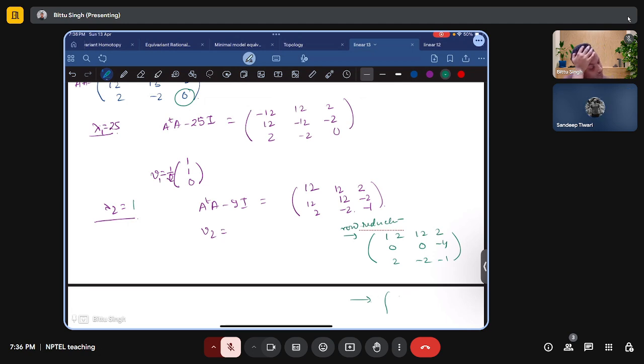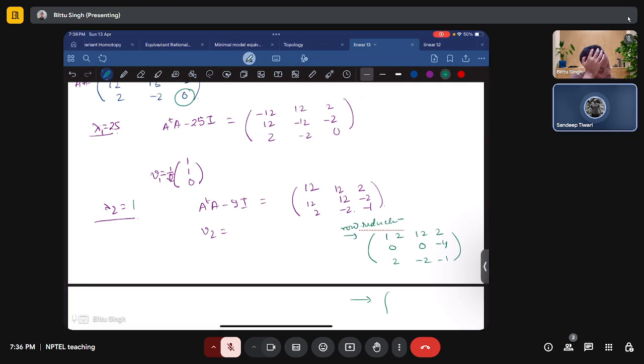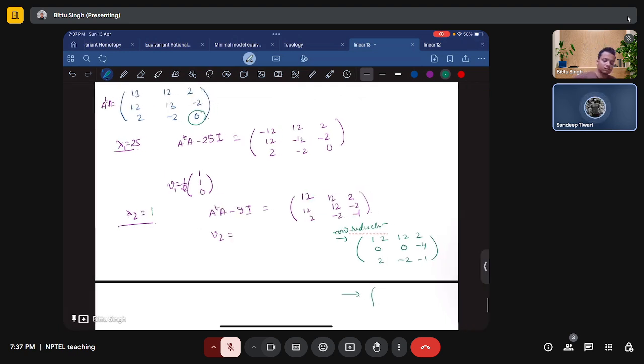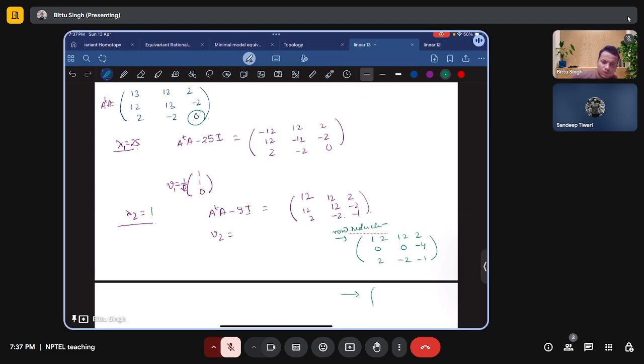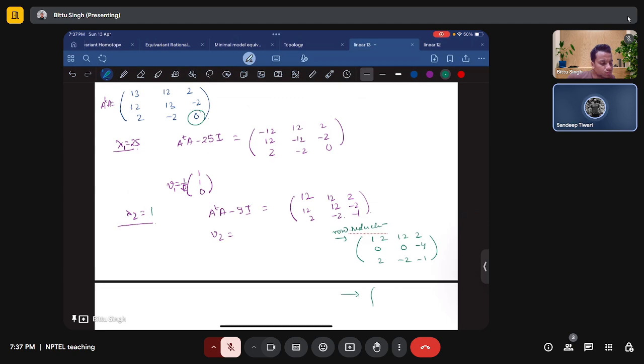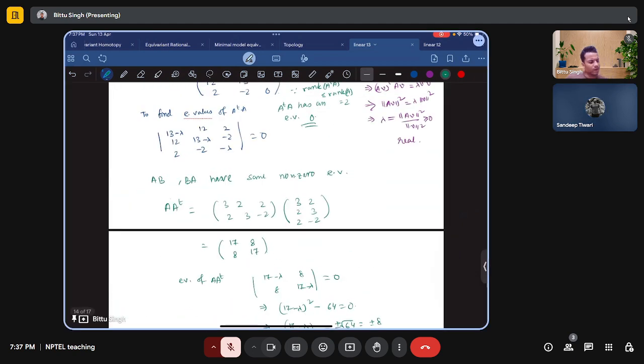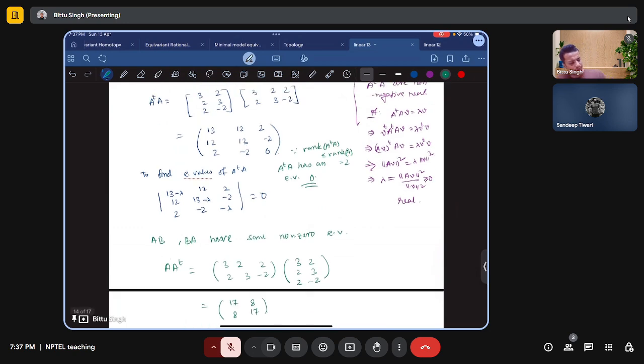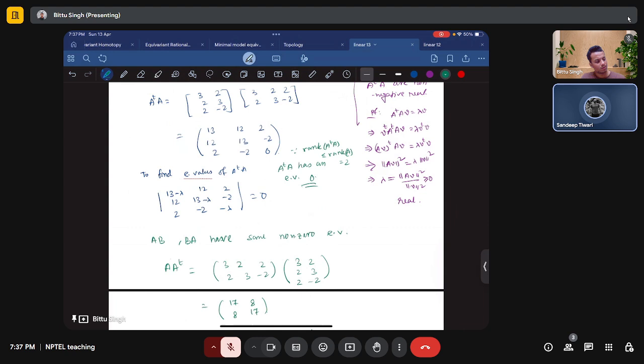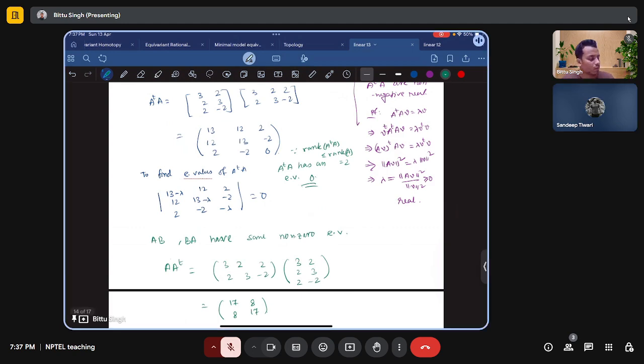Sir, I am getting eigenvalues as 25, 1 by 2 times (1 plus root 33), and the third one is 1 by 2 times (1 minus root 33), sir. I'm getting it from an online tool, sir. So, what are the eigenvalues of A transpose A? Sir, they are 25, 1 by 2 times (1 plus or minus root 33). No, no, that is not possible. 0 must be an eigenvalue, so that is wrong.